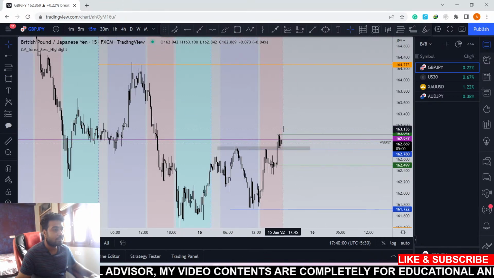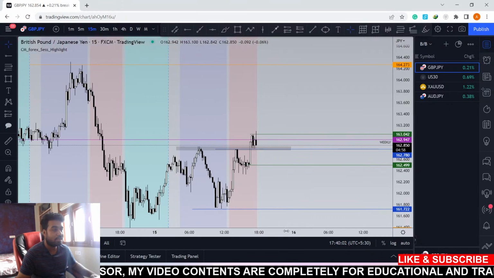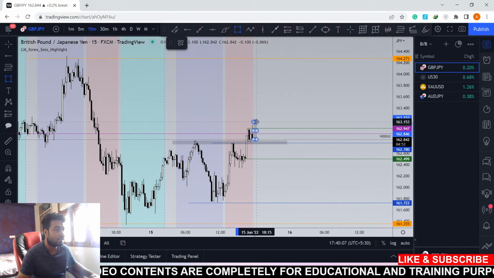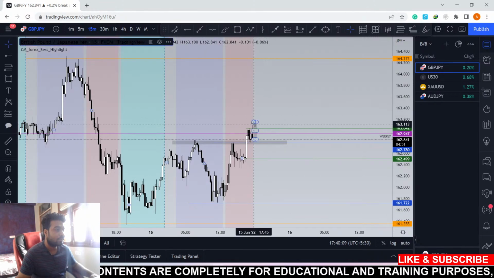If this candle comes up and gives us the continuation move, then I would like to take an entry. If it goes up and goes up like this, then I would like to take a buying entry.